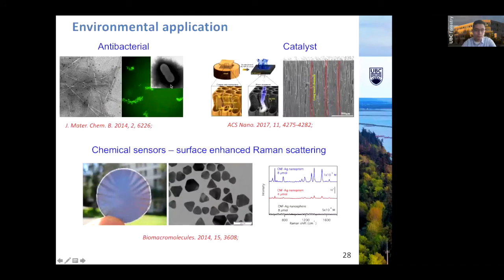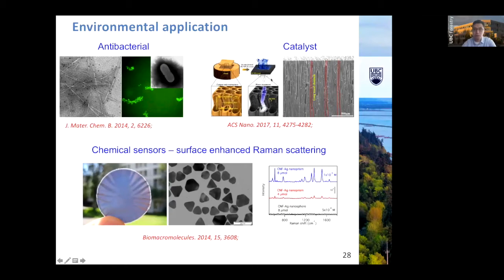So environmental, for example, antibacterials. We can use a cellulose nanofiber to synthesize silver nanoparticles. For this paper, we are seeing it can serve as a mop to collect all the bacteria. So this is very interesting. It not only kills the bacteria, but also collects all the bacteria.